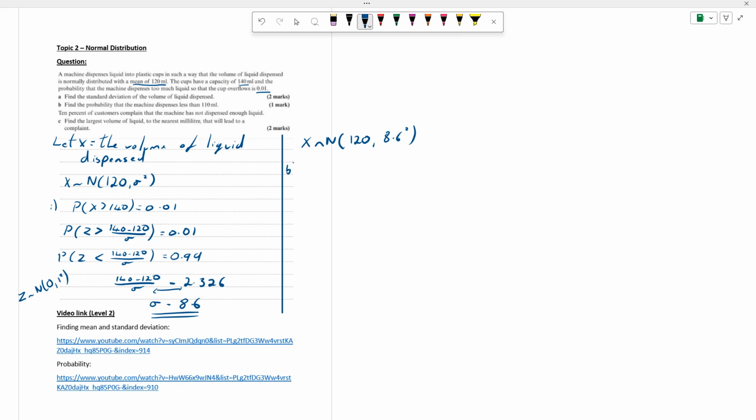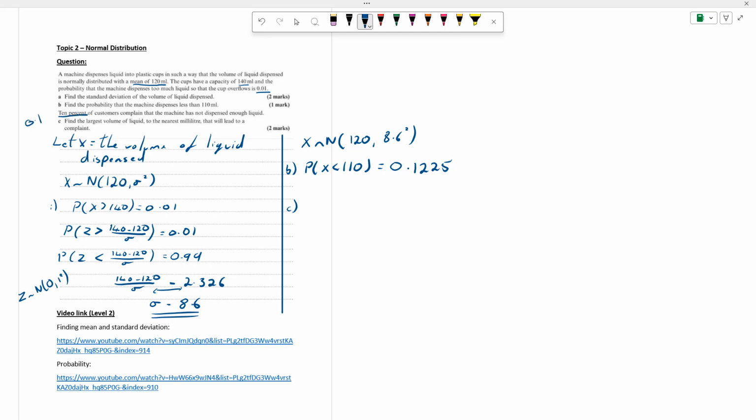So for part B, I want the probability that the machine dispenses less than 110, so X is less than 110. I'm simply going to go into my calculator. Mu is 120, sigma is 8.6. It's less than 110, so I want my upper value to be 110 and my lower value to be just some really, really small negative number. I should get this out of my calculator, and it tells me 10%, which is 0.1.